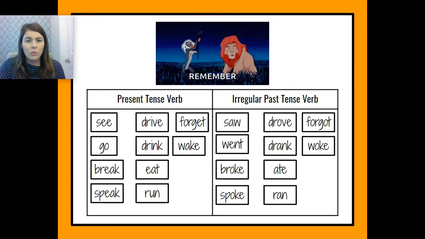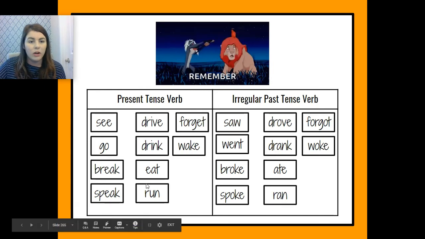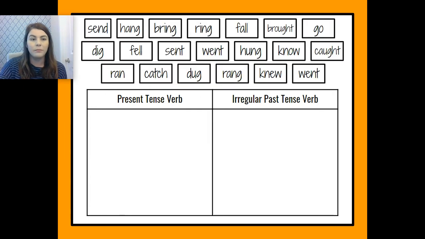So yesterday when we went through, remember, we took some words from our PowerPoint slide and we found the present tense verb, like see, and then its pair, its irregular past tense verb saw. Drive, drove, forget, forgot, go, went, drink, drank, wake, woke. You get the idea. We went through, we identified what the present tense verb was, and then what the irregular past tense verb conjugation was.